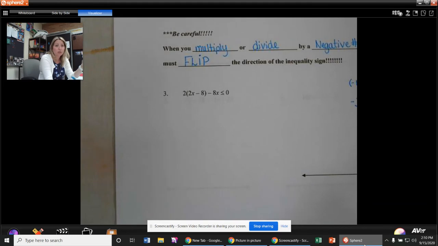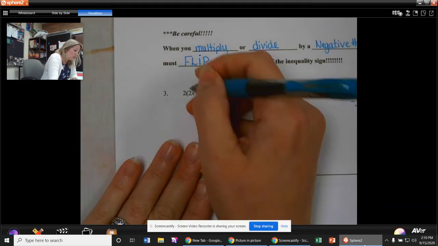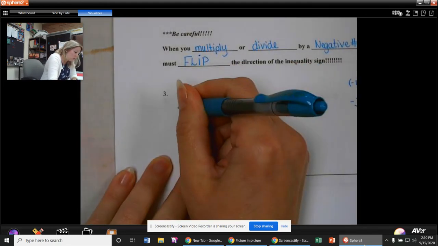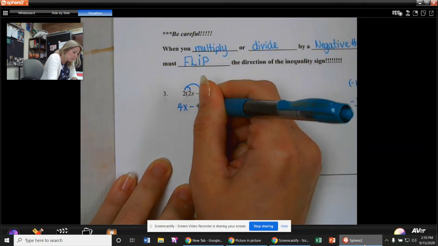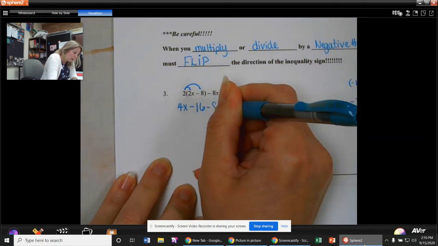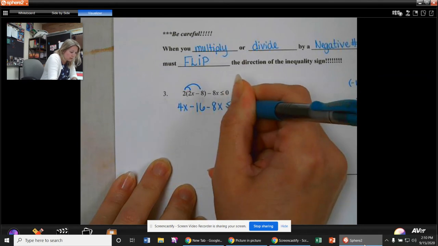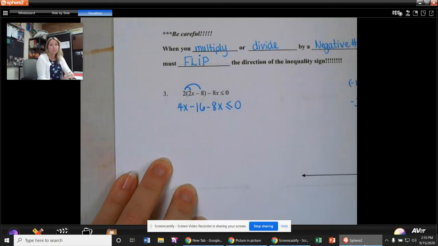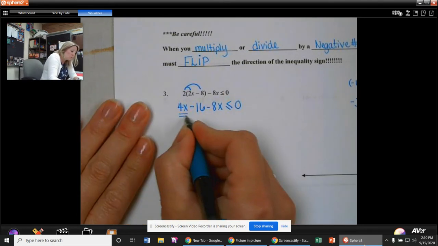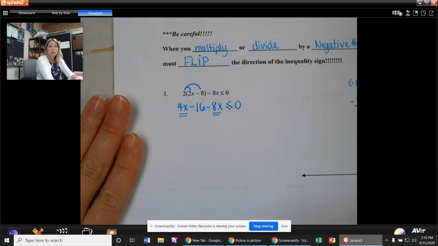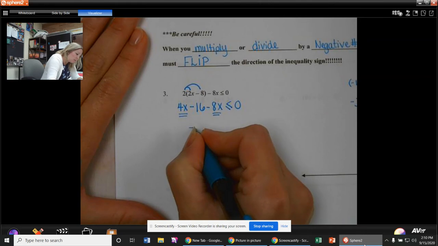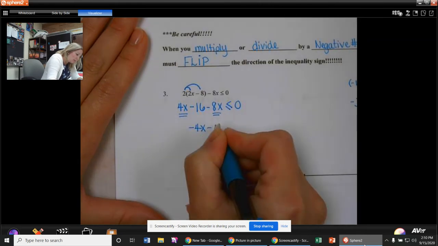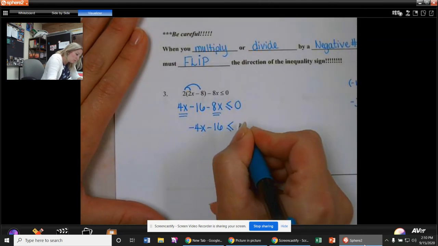First thing I notice is I've got to distribute this 2. So let me start there. 2 times 2x is 4x. And 2 times -8 is -16. Bring down my -8x, bring down my less than or equal to, bring down my 0. I've got 2 like terms on the same side of an inequality sign, so I combine them. 4x minus 8x is -4x. Minus 16 is less than or equal to 0.